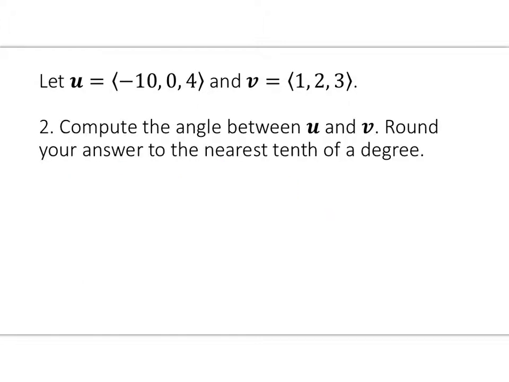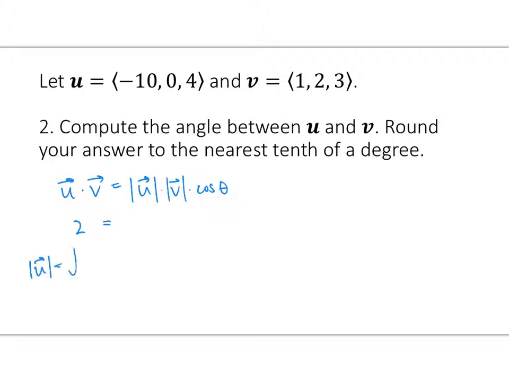Next up, we need to find the angle between u and v, and this relies on a property of the dot product, which is that the dot product of two vectors is equal to the length of the two vectors multiplied together, multiplied by the cosine of the angle between them. And we can figure out what all these values are. We already figured out that the dot product is 2. Now we just need to figure out the lengths of the two vectors.